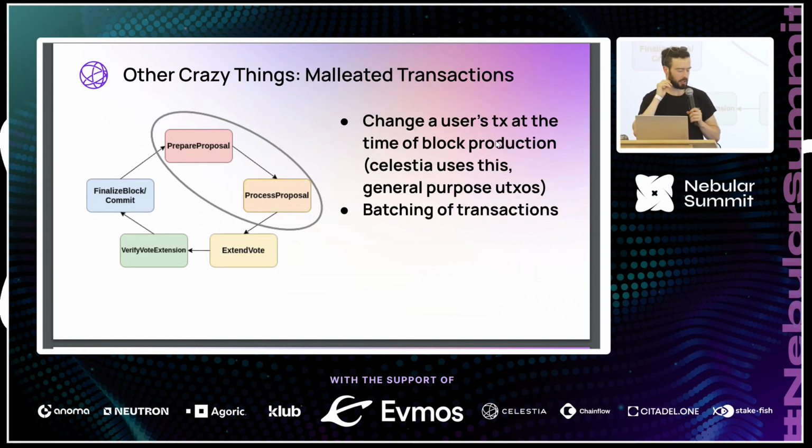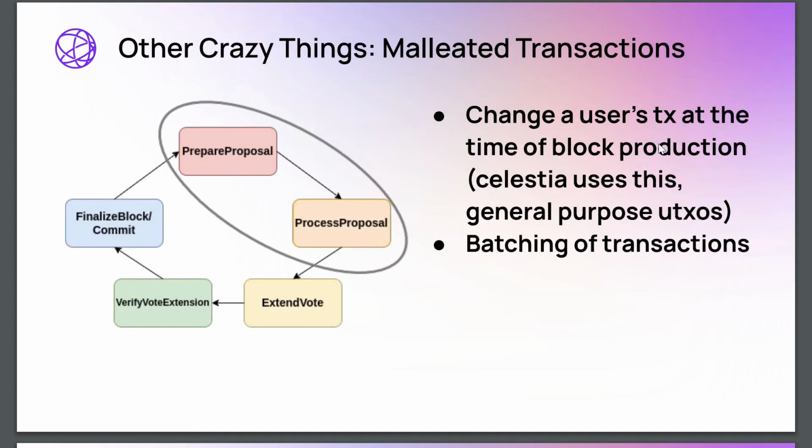You can also have malleated transactions. This is something that Celestia uses. You can take a user's transaction, and maybe this user's transaction has some metadata. The block proposer takes that transaction, they malleate it, they change it in a way, and then it actually gets included in a block.